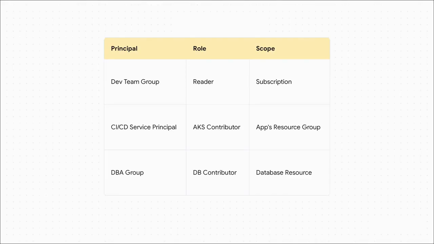And check this out. This table just lays it all out perfectly. This is the blueprint. The dev team group, that's the who, gets the reader role, the what, at the entire subscription scope, the where. This means they can see what's going on, but can't accidentally break things. Then, that CI/CD service principal gets to be an AKS contributor, but only inside the app's specific resource group. It's a perfect combination of who, what, and where. Clean, secure, and totally manageable.